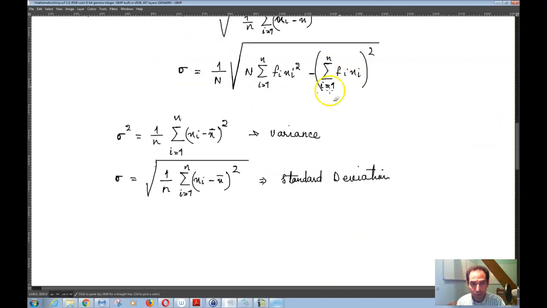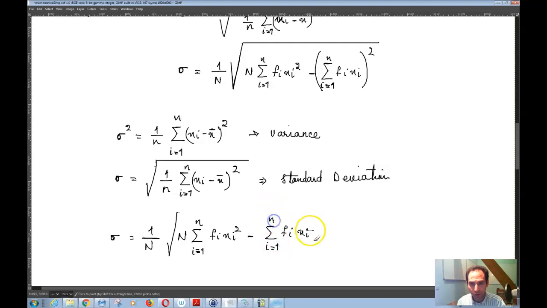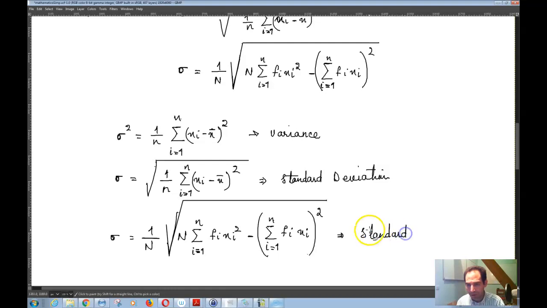and we had this other formula which we derived for standard deviation as well, which you can write as sigma is equal to 1 over n times the square root of n times sigma f of i x of i squared as i goes from 1 to n, minus sigma f of i x of i as i goes from 1 to n, and you have to raise this to the second power and take the square root of this whole thing, and that is also called standard deviation.